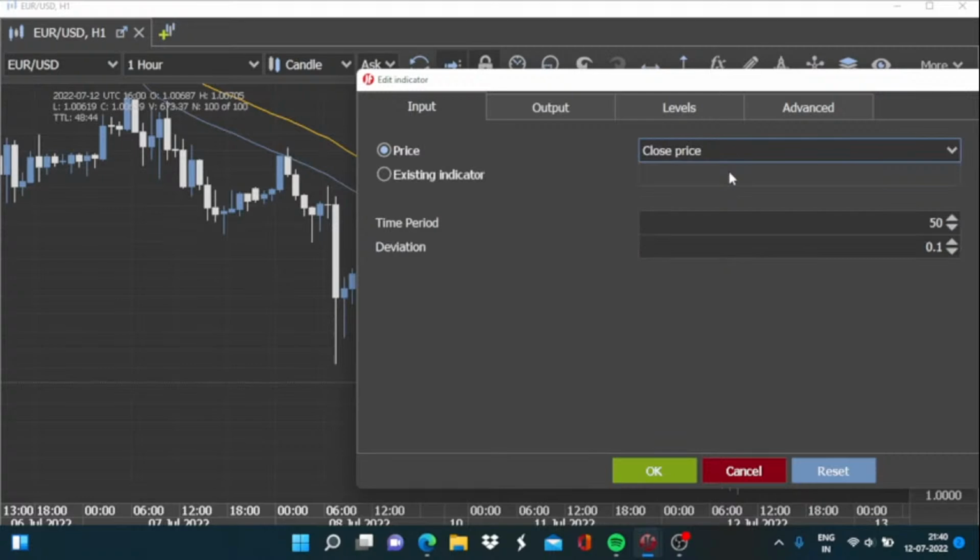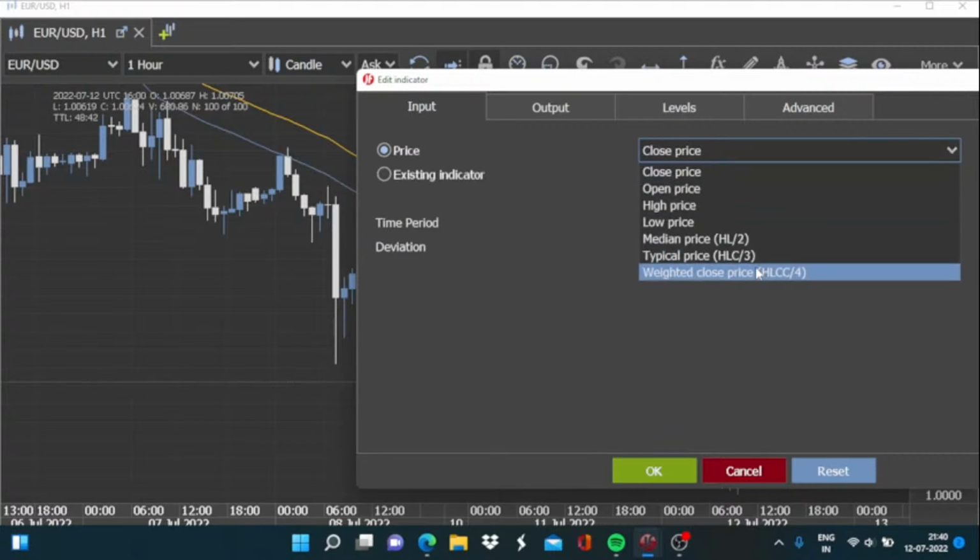So I think the closing price is good enough, or you can even go for the weighted close price, where twice the weightage is given to the closing price and only a single weight is given to the high and the low of the last hour's closing candle.